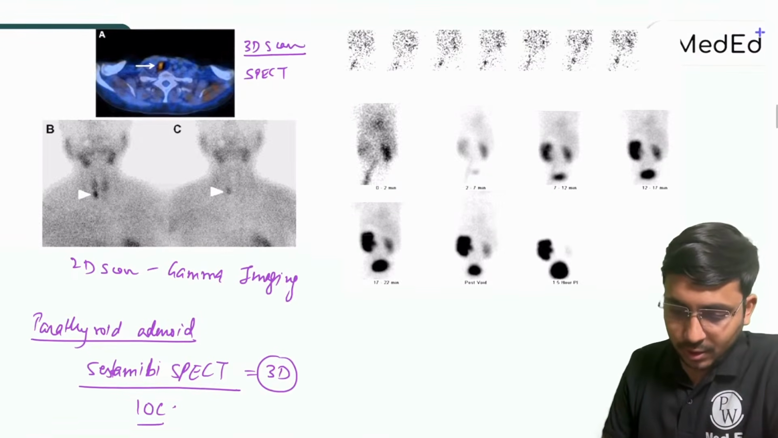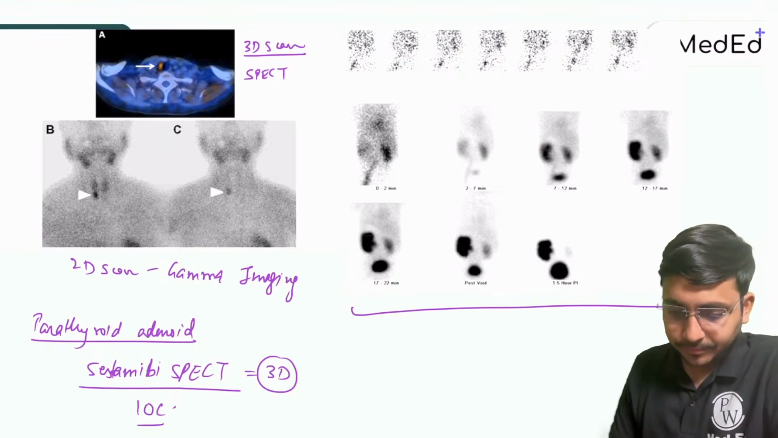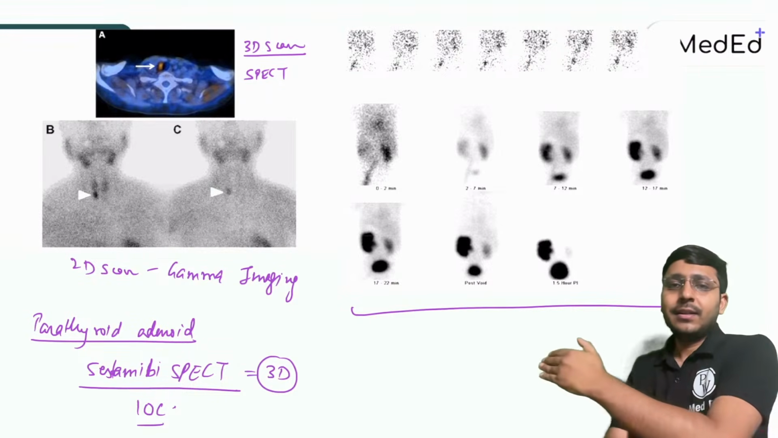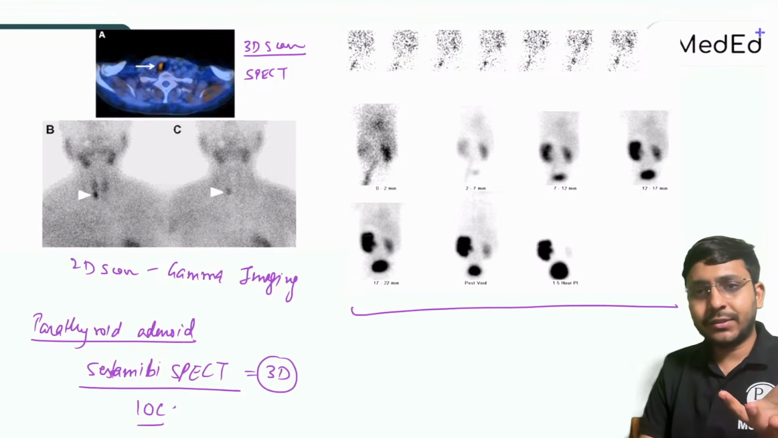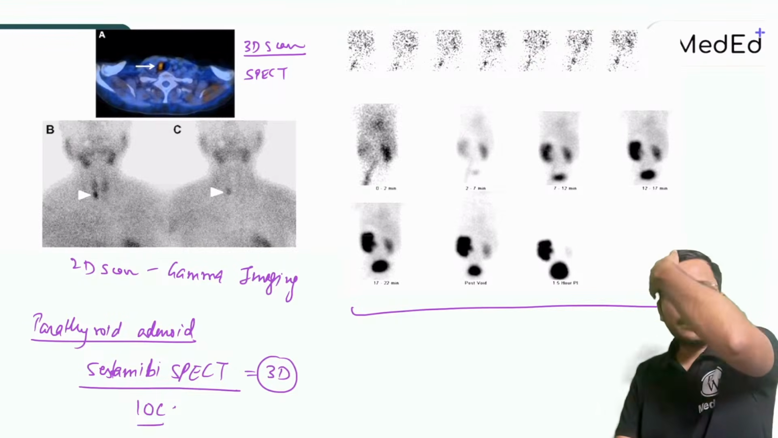Okay. Now what is happening here? Sequential scans have been provided to you and this looks like a urinary system. Kidneys are visible and bladder is visible. So something related to a renal scan. What type of scan is this?